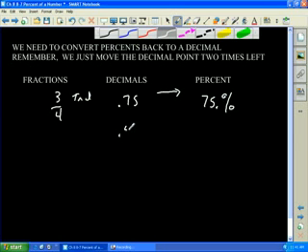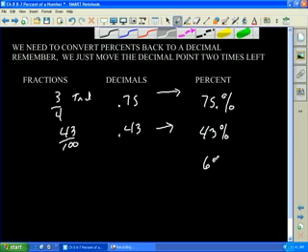So if I gave you 0.43, 43 hundredths, well, there's my fraction, 43 over 100. Again, to go to the percent, either multiply by 100 or move the decimal point two times. Well, let's go backwards. Let's say now you have 65%.